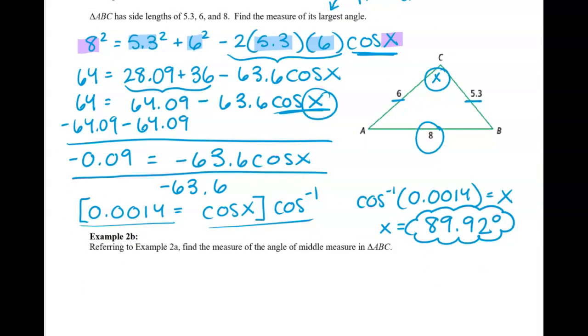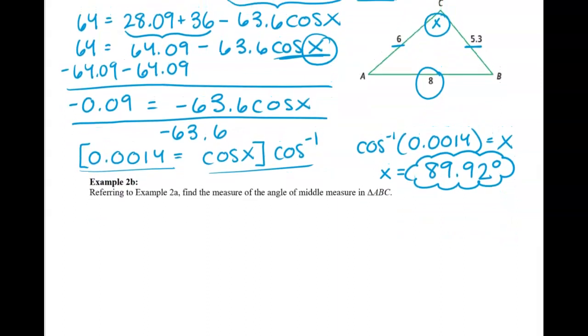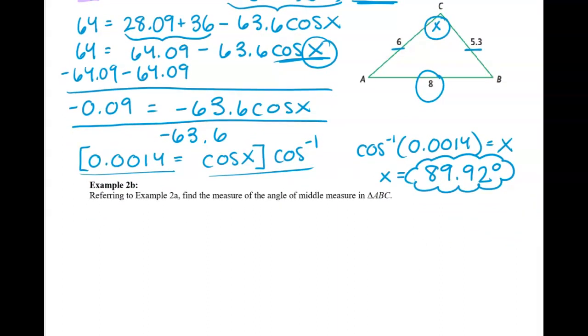Now we will find the measure of the angle of middle measure in triangle ABC, so the same triangle. Switch colors. So the angle of middle measure, well, the shortest side is 5.3, the longest is 8, so the middle length side is 6. So the middle angle must be B. I'm going to call that y. And so in this case, that's our pair. And now our other sides are 8 and 5.3.